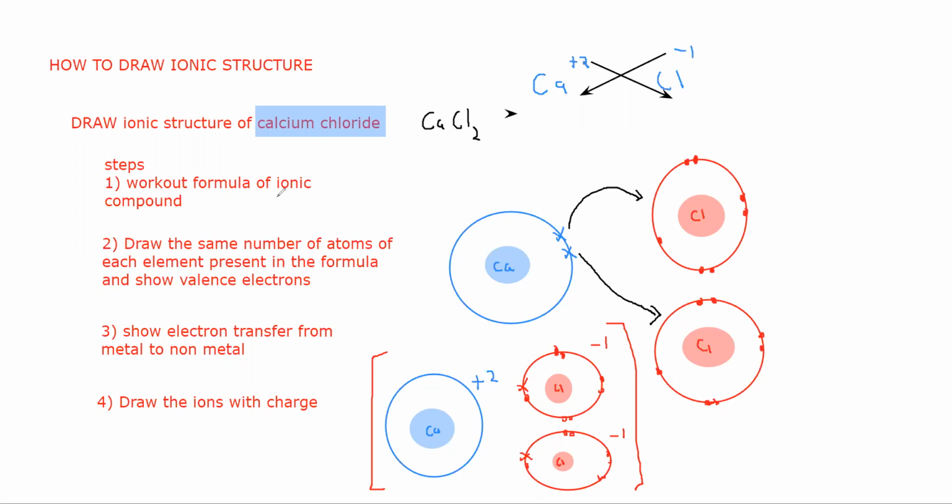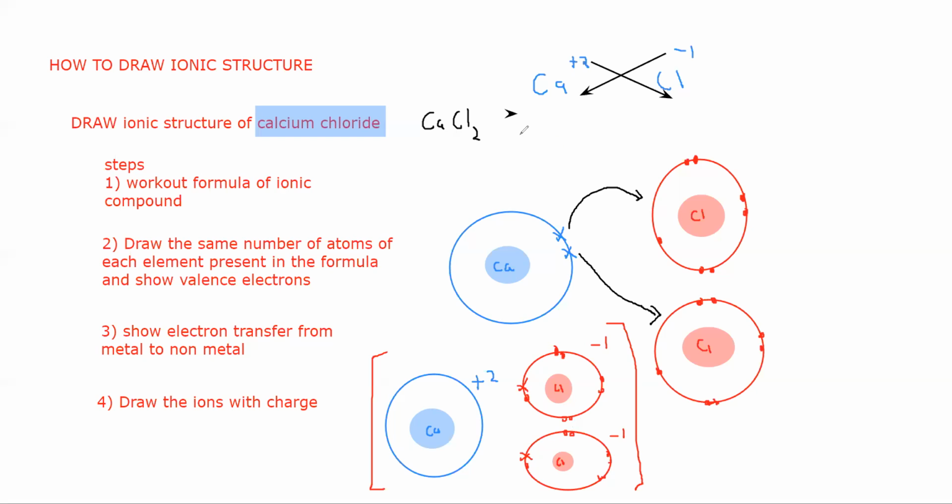And then at the last you will draw the ions again. If a metal is losing 2 electrons, then it will be +2. If it is losing 1 electron, it will be +1. If it is losing 3 electrons, then it will be +3. Same thing, if a non-metal atom gets 1 electron, it will be -1, 2 electrons, it will be -2, and 3 electrons, it will be -3.